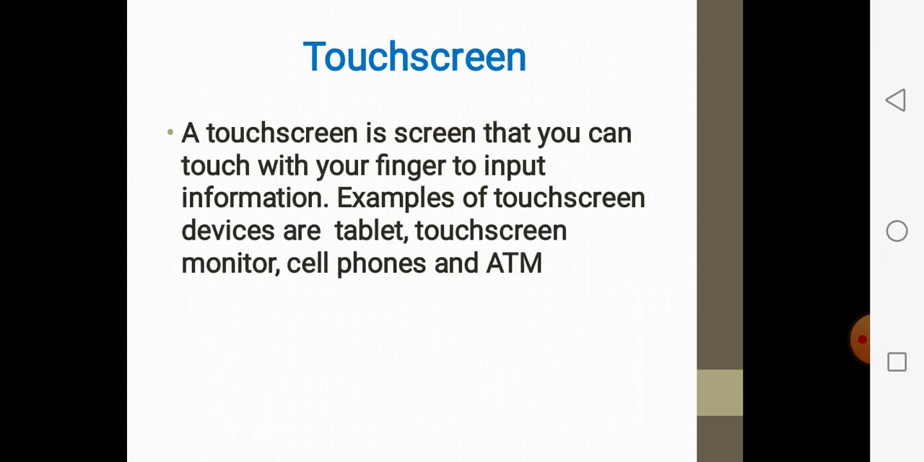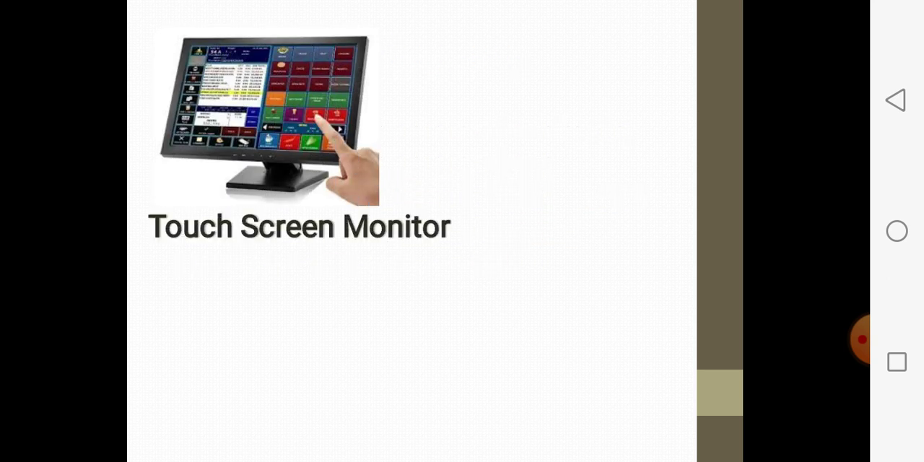Now see the next one, touch screen. Nowadays all are using touch screen mobiles, right? Android mobile, iPhone, and mostly there is no keypad. Keypad means there were switches we had to press. So nowadays the craze is the touch screen. A touch screen is a screen that you can touch with a finger to input information. Examples of touch screen devices: tablet, touch screen monitor, cell phones, meaning mobiles, and ATM. See, this is the touch screen mobile, right? With this touch screen monitor we have to touch it.